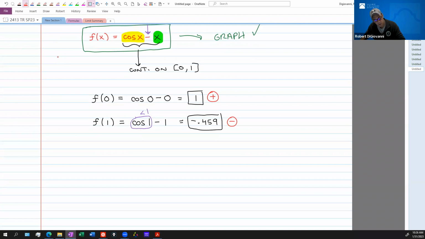Which means if I were to graph this function, I know that at 0, I'm at a positive value up here at 1. And I know at 1, I'm down at a negative value down here somewhere. Why is that important?